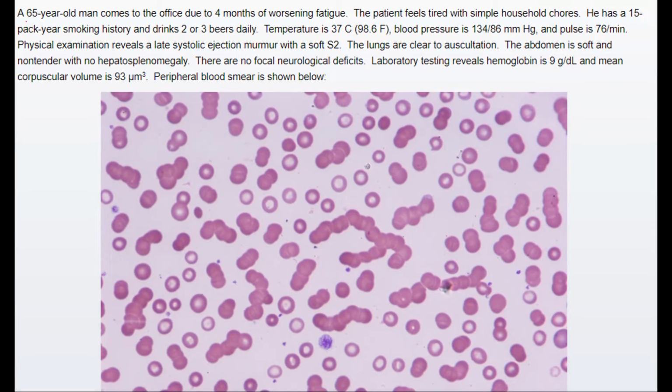In this question, a 65-year-old man comes to the office due to 4 months of worsening fatigue. The patient feels tired with simple household work. He has a 15-pack-year smoking history and drinks 2 to 3 beers daily. Temperature is 37 degrees Celsius. Blood pressure is 134/86 mmHg. Pulse is 76 per minute. Physical examination reveals a late systolic ejection murmur with soft S2. The lungs are clear to auscultation.